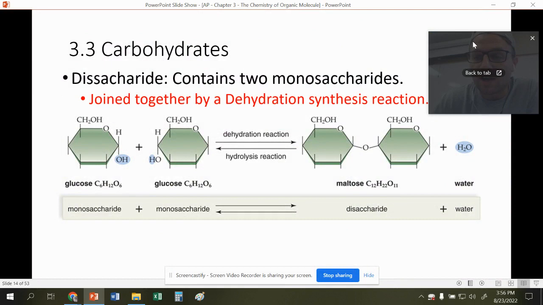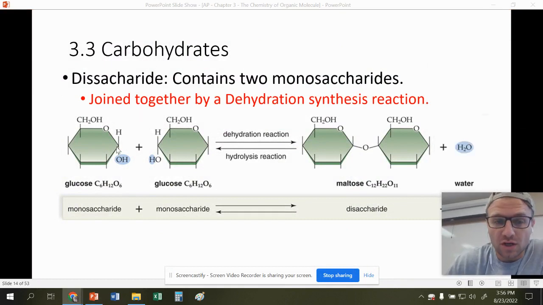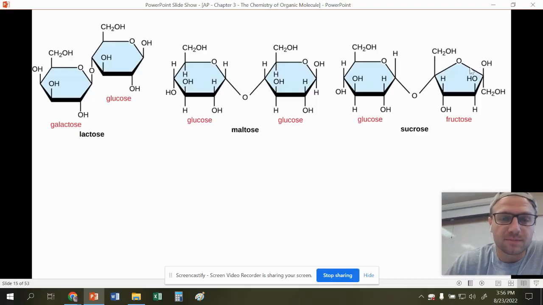All right, disaccharides. These are two sugars, so they're two monosaccharides joined together. You can see glucose and glucose. They go through a dehydration synthesis reaction where we remove water and we get maltose. Notice it's not a perfect 1 to 2 to 1 ratio, but it's very close because you're just adding two glucoses together to form this disaccharide. So think disaccharides have two monosaccharides.